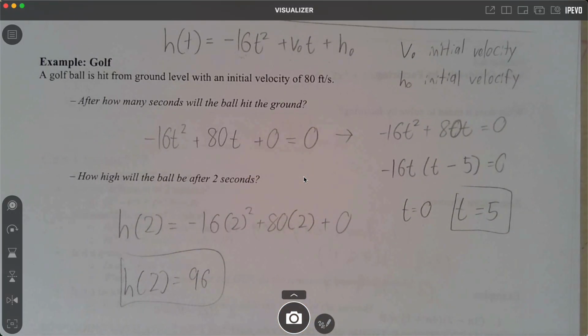And there we go. That's a basic example of real-life application. You can use these quadratic equations to model a lot of things. Heights of objects after time is one of them. With that, we've completed Chapter 6. I'll see you for Chapter 7.